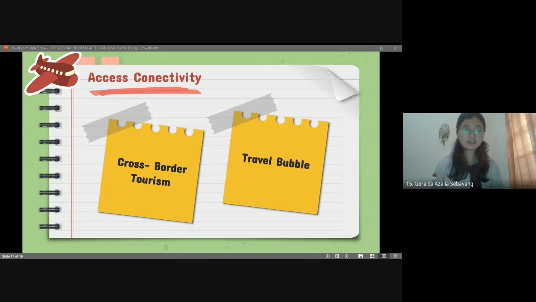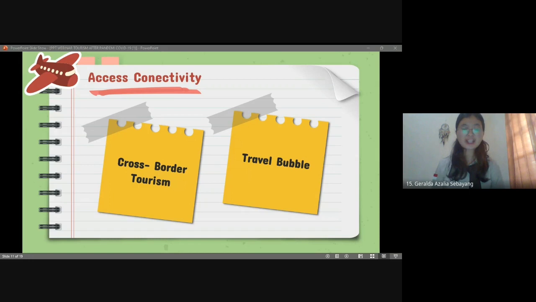Next is travel bubble. The COVID-19 pandemic has affected the tourism sector too. Thus, governments around the world, including Indonesia, are struggling to find clever ways to restore their economy. One way that is being taken and is currently being discussed is called the travel bubble. The travel bubble is a concept that emerged as a response to international travel restrictions during a pandemic.